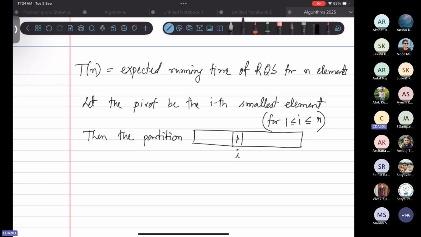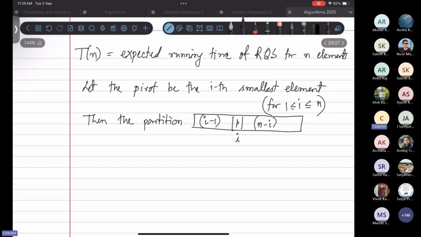To the left, how many elements should be there? To the left, n minus I, to the left of this I. Yes, it should be I minus 1 elements. On the left side, I'll be having I minus 1 elements, and to the right, I'll be having n minus I many elements. Right? Okay.